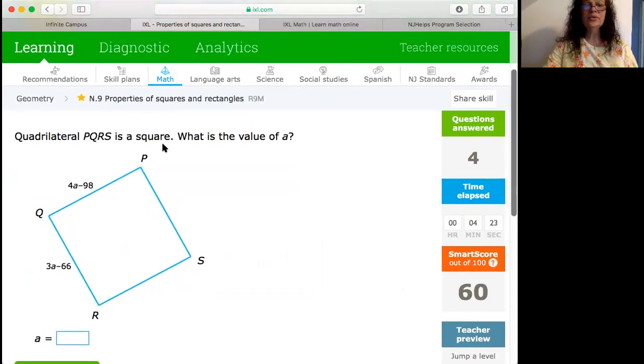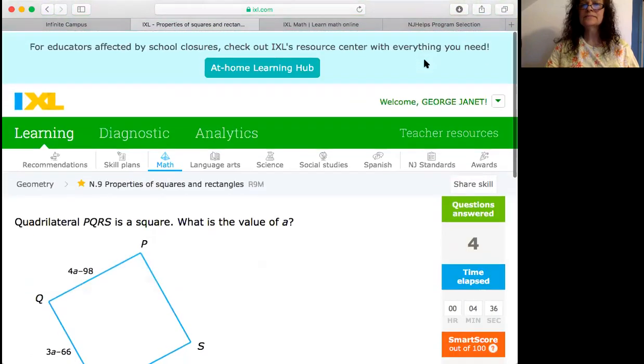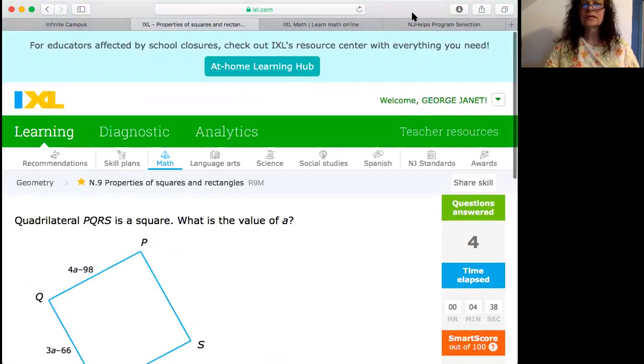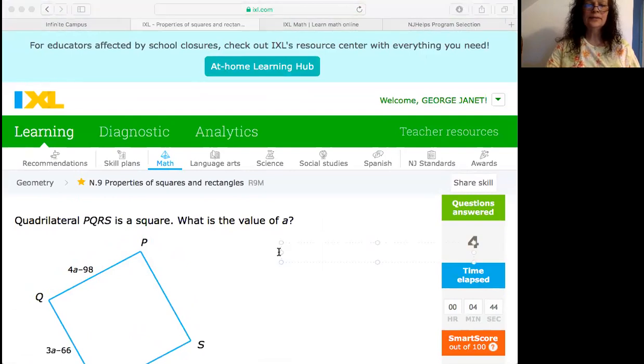Okay, it's a square, so all sides are congruent. And let's try this one, setting an equation. 4a minus 98 equals 3a minus 66.